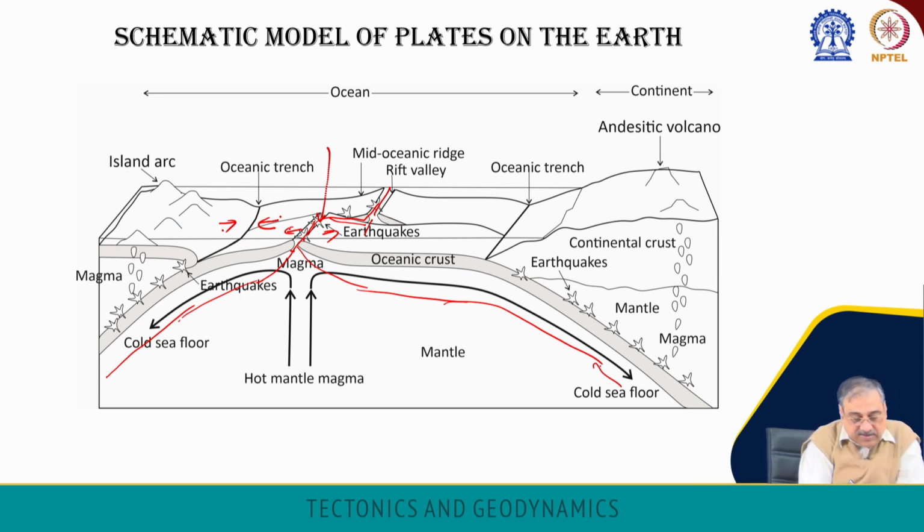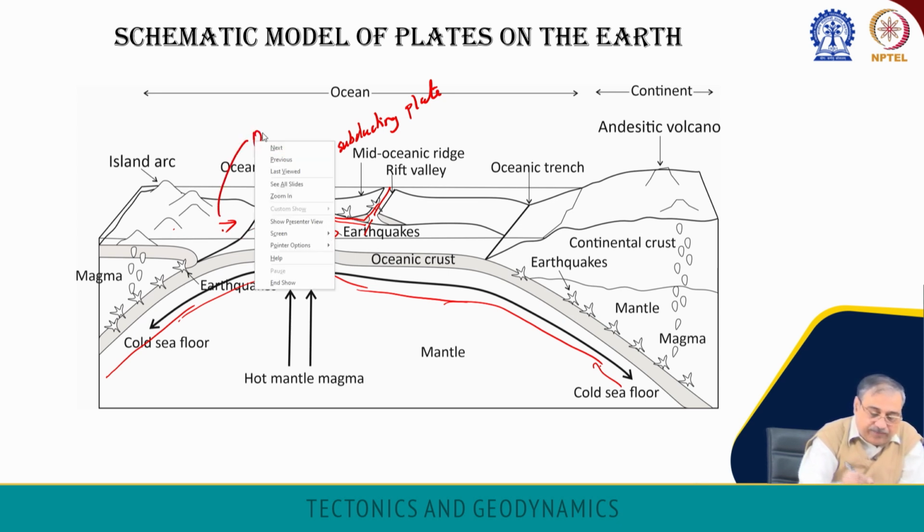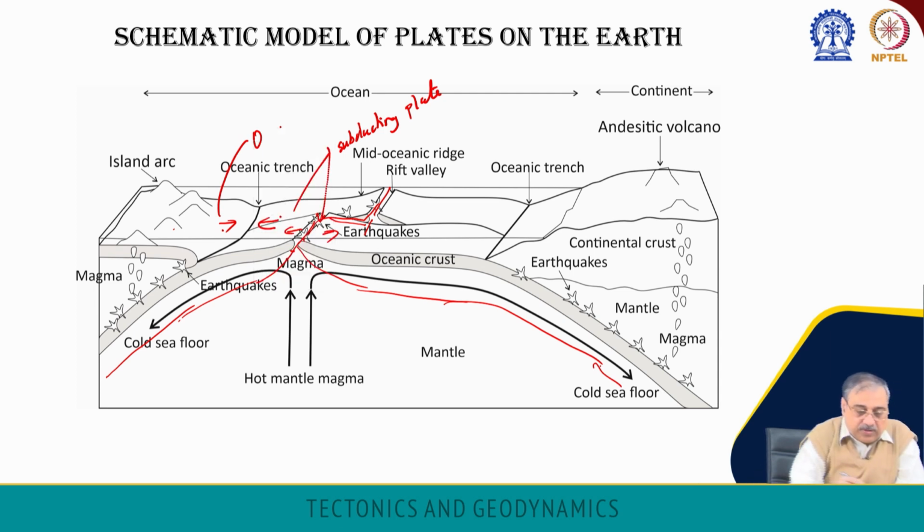This is an oceanic plate, this is another oceanic plate, and we have this oceanic plate subducting below this one. This oceanic plate, the one which is subducting, is referred to as the subducting plate. The plate which is not subducting, which lies above the trench, is referred to as the overriding plate. So, we have them separated by a trench.